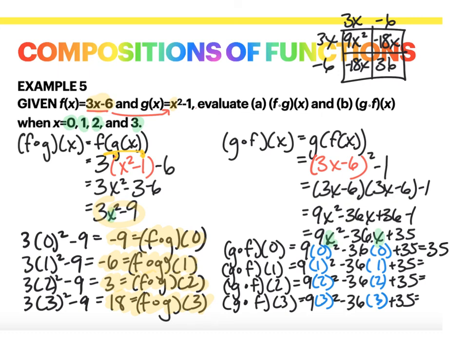And then all I have to do in my calculator is go back and change the zeros to ones, which gives me 8. Change the ones to 2's, which gives me negative 1. And change the 2's to 3's, which gives me 8. So notice how all I have to do is change those x's to the new inputs, and that gives me g of f of 0 is 35, g of f of 1 is 8, g of f of 2 is negative 1, and g of f of 3 is 8.